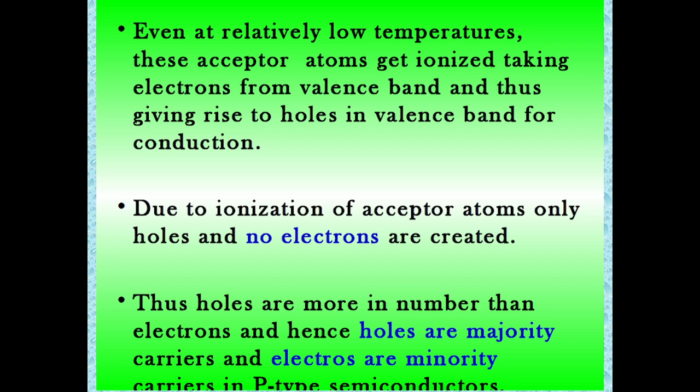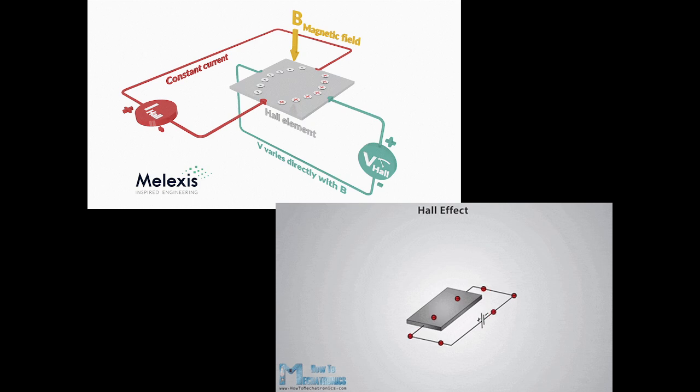Due to the ionization of the acceptor atoms, only holes and no electrons are created. These holes are more in number than electrons, and hence holes are majority carriers and electrons are minority carriers in the p-type semiconductor. In the same way, in the n-type semiconductor, holes are minority and electrons are majority carriers.